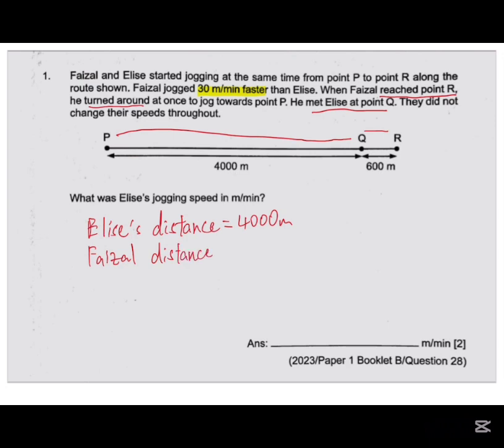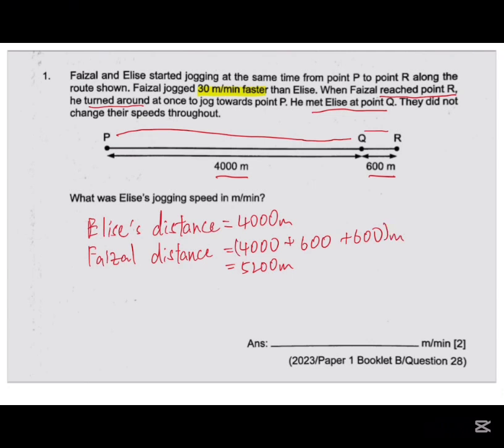distance equals to, so firstly, from point P to point Q, that's 4,000 meters, right? Then Q to R, that's 600 meters. Then he jogged back again from R to Q, so that's another 600 meters. So total, that's 5,200 meters, right?